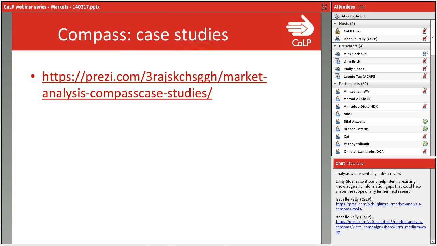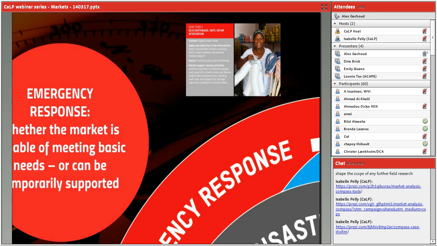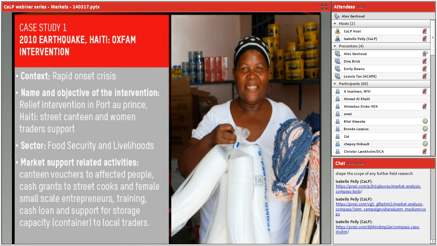And the third and last module of the market analysis compass is about case studies. This is probably the most exciting part of the market analysis compass. And the idea is to make things practical, right? So to use existing case studies, so interventions that were put in place a few years ago or recently, and try to see the analytical journey that led to the intervention. So again, this is an extract. We start with the emergency phase, and we have an example from the earthquake in 2010 in Haiti.